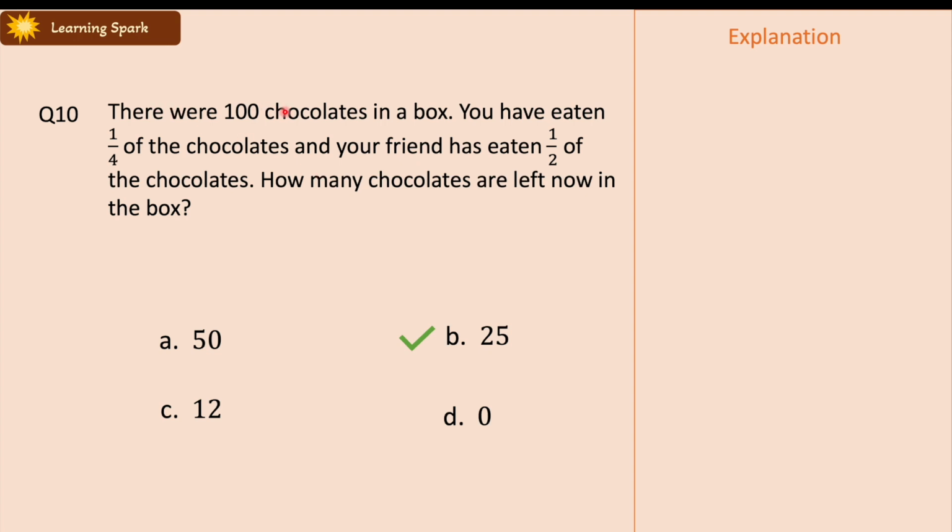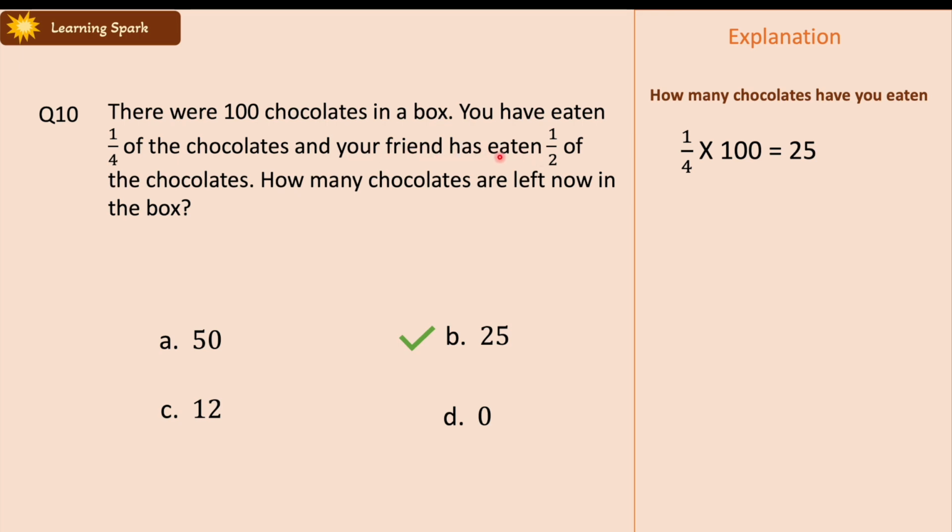So there were 100 chocolates in a box. You have eaten 1/4 of the chocolates, and your friend has eaten one half of the chocolates. How many chocolates are left now in the box? So first you have to calculate how many you have eaten, right? You have eaten 1/4 of 100, which means 100 by 4, which is 25. So you have already eaten 25 chocolates.